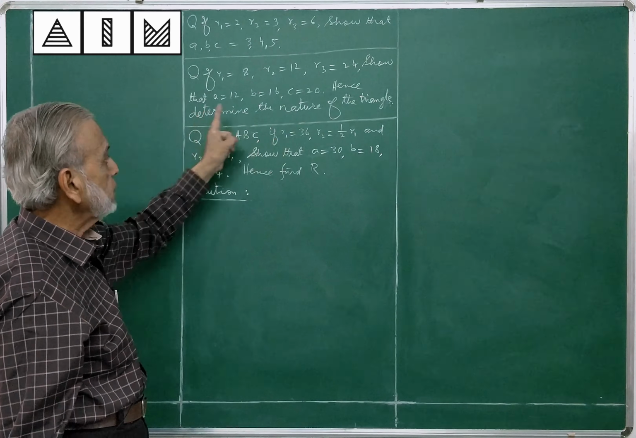LCM 36, this is 1 plus 2 plus 3 by 36 is equal to 1 by R, or so to say 6 by 36 is equal to 1 by R, or 1 by 6 is equal to 1 by R, which means R is equal to 6. Understand the working. 1 by R1 plus 1 by R2 plus 1 by R3 is 1 by R. 36, 18, 12 substituted, hence R is equal to 6.